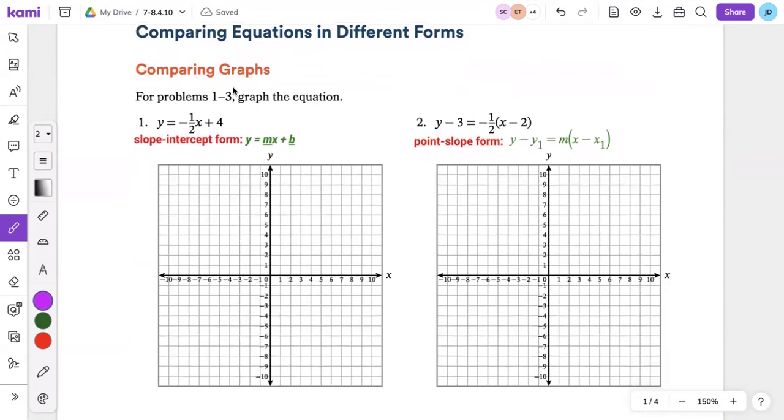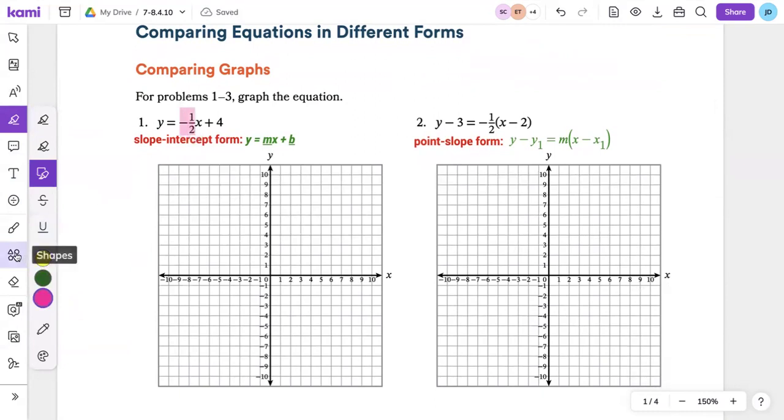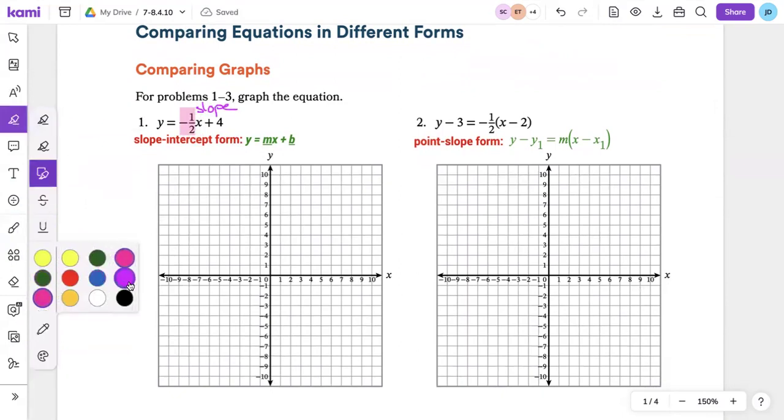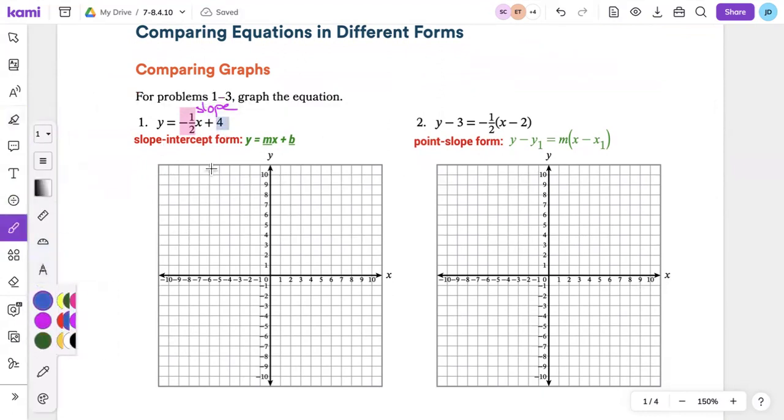Of course, a reminder there, that's y equals mx plus b, wherein m, -1/2 here, is going to be your slope, and b, in this case 4, is going to be your y-intercept. So use that to plot that graph.